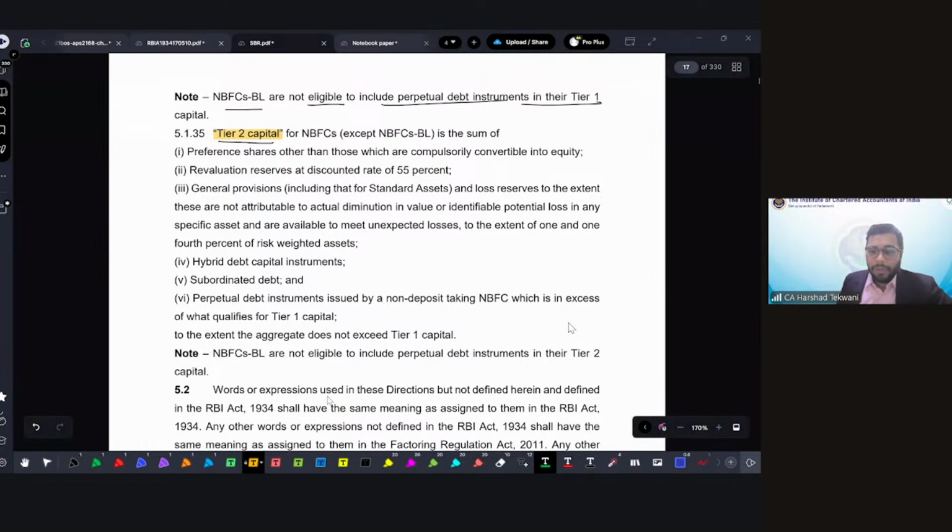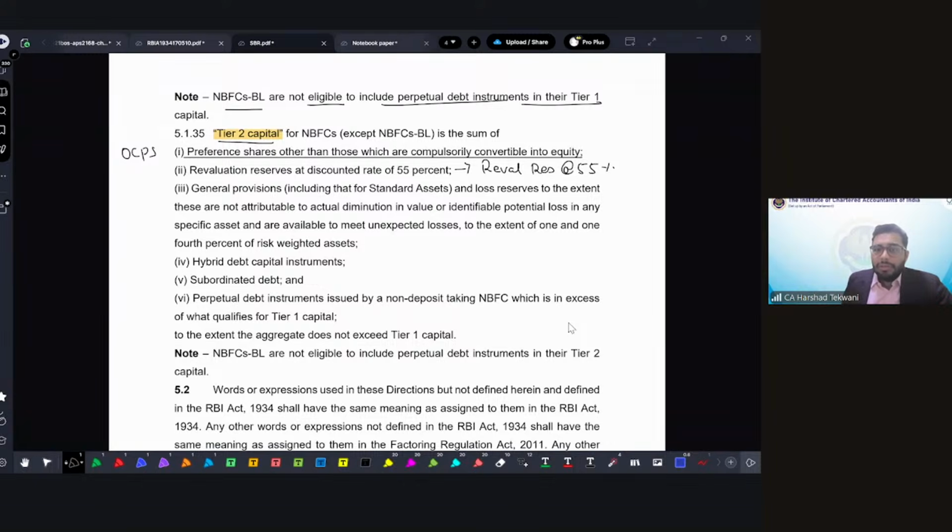For example, preference shares other than those which are compulsorily convertible, meaning optionally convertible preference shares. Compulsory ones are already taken in tier 1. Now these are the optionally convertible preference shares, OCPS. Okay. Revaluation reserves discounted at 55%. So revaluation reserve at the discounted rate of 55%.